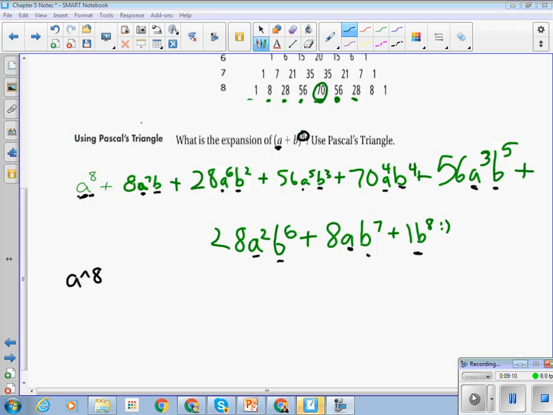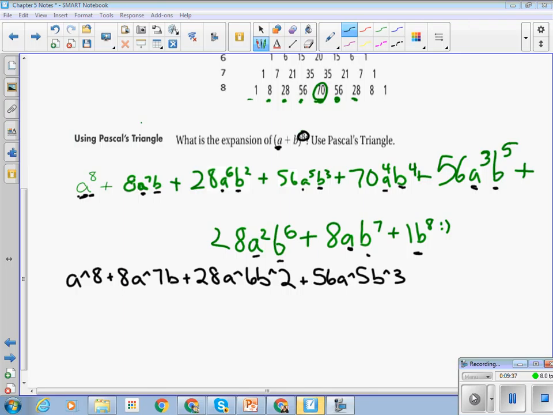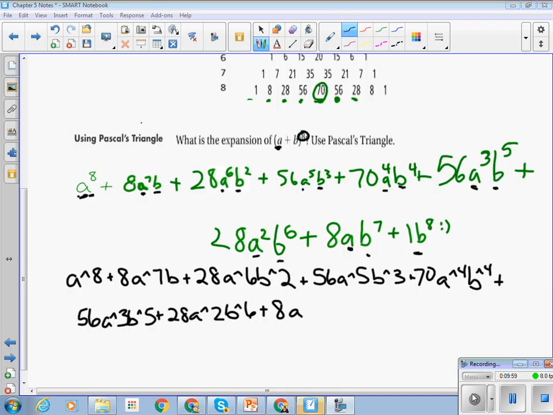a caret 8 plus 8, a caret 7, b, no caret, plus 28, a caret 6, b caret 2, plus 56, a caret 5, b caret 3, plus 70, a caret 4, b caret 4, plus 56, a to the 3rd, b to the 5th, plus 28, a squared, b 6, plus 8a, b caret 7 plus b caret 8.